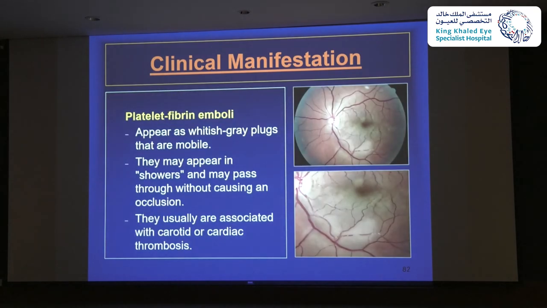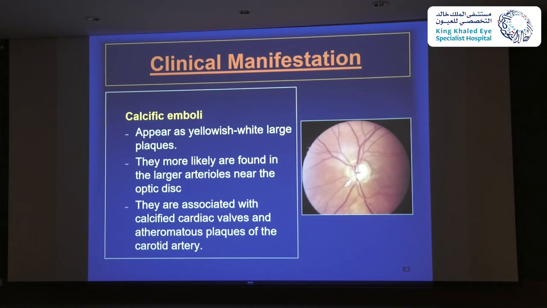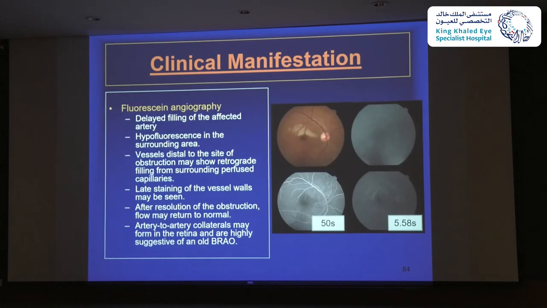Again, as I mentioned before, platelet fibrin emboli are very clear. You see the thread here getting in at the side. Usually it is not blocking, unless it gets together into a huge one, and calcified ones. They are usually associated with carotid or cardiac thrombosis. Calcified emboli are usually yellowish in color, as we see here, and they are more likely found in the area of the disc, and they are associated with calcified cardiac valves and atheromatous plaques of the carotid artery.